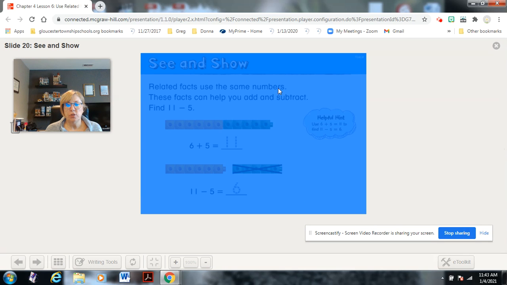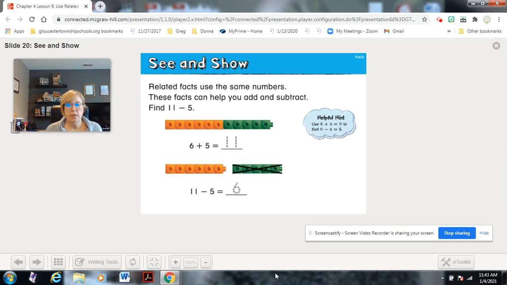Turn the page, and you will see that you are on See and Show. And they're basically reviewing and stating again what we've already discussed. Related facts use the same numbers. Remember, no stranger in the house. Related, like you're related to your mom and dad. Related facts use the same numbers. These facts can help you add and subtract.